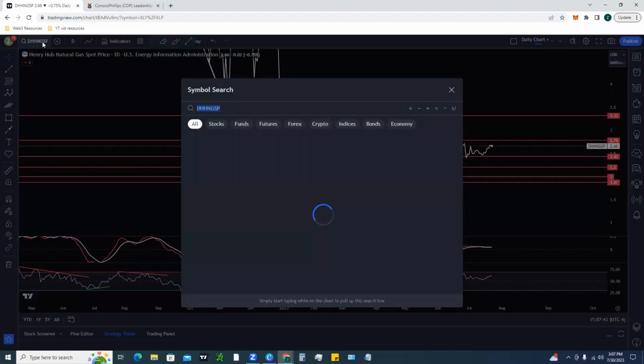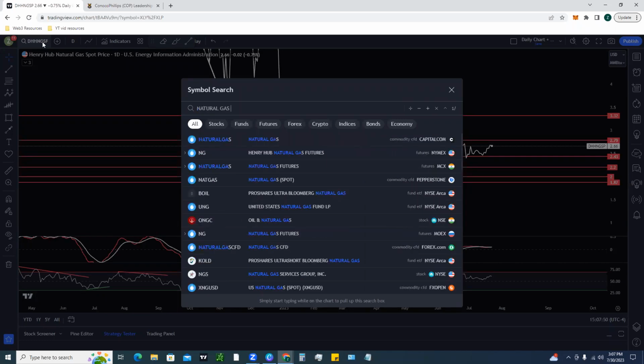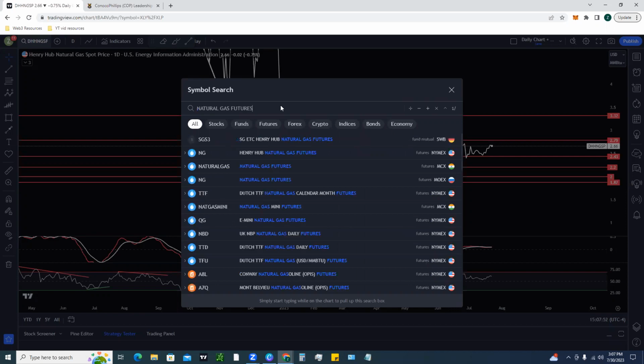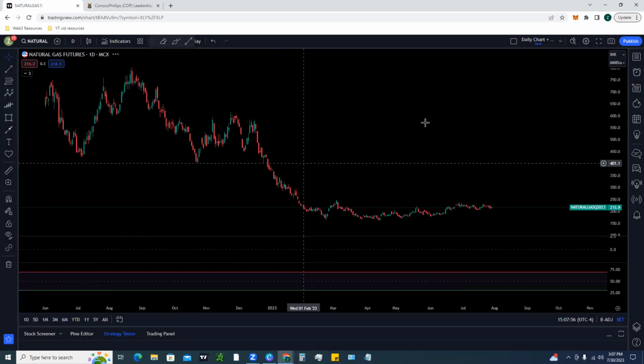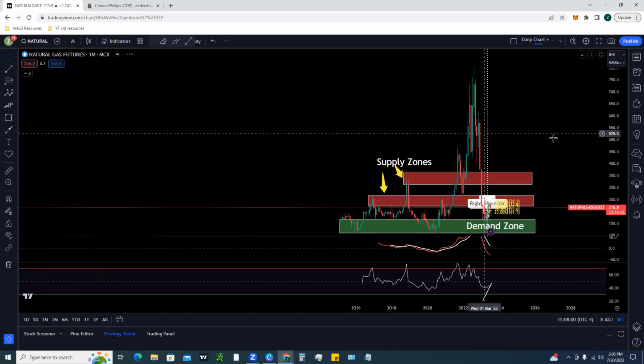So we are getting some nice follow through, and really just trading in this range from 243 up to about 279. Now, if you want to be trading things like BOIL, KOLD, UNG, you need to be paying attention to the futures, okay? Because that's where their price action is going to move from. All right. And if we go over here to our natural gas futures chart, we'll start off on a bigger picture time frame. So we're going to go over here to the monthly chart.